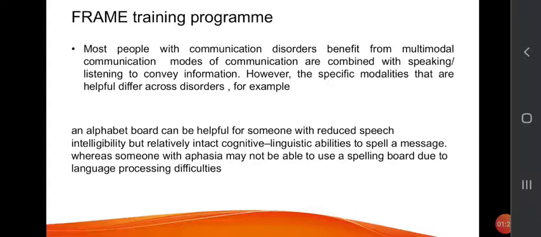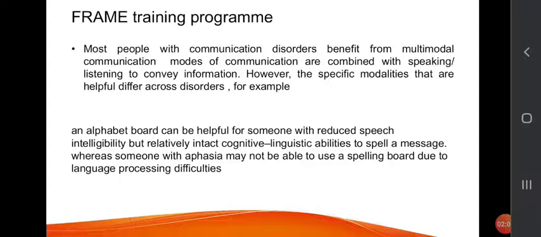Most people with communication disorder benefit from multimodal communication, where modes of communication are combined with speaking and listening to convey information. However, the specific modalities that are helpful differ across the disorders. For example, an alphabet board can be helpful for someone with reduced speech intelligibility but relatively intact cognitive linguistic abilities to spell a message, whereas someone with aphasia may not be able to use a spelling board due to language processing difficulties. Here I will give you an example.